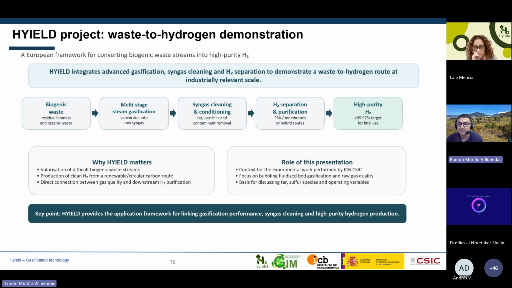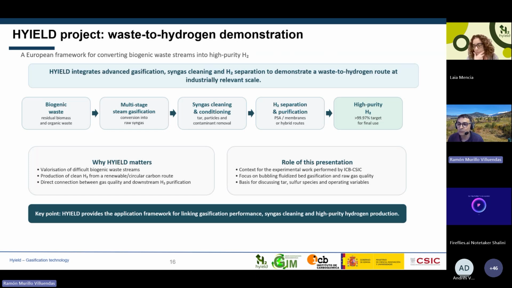of very high purity. From the gasification point of view, the key issue is that the raw syngas must be suitable for the downstream purification units. This means that not only the main gas composition is important, but also the presence of tar, particles, sulfur compounds, chlorine species, and other contaminants.